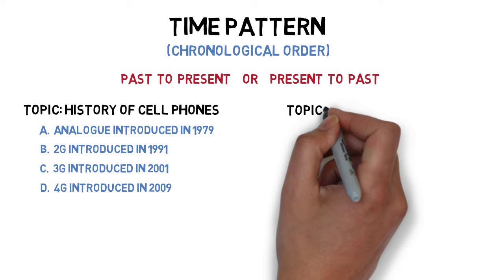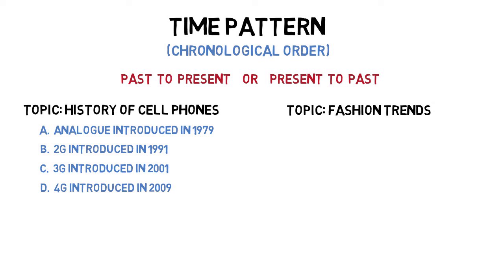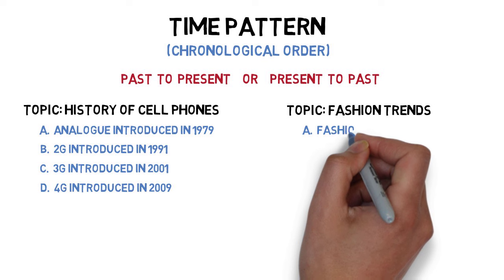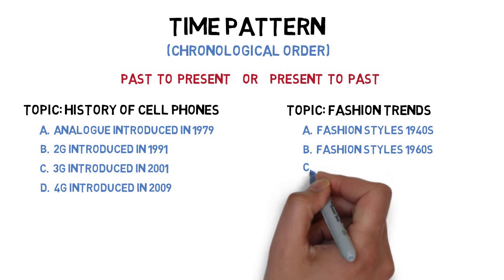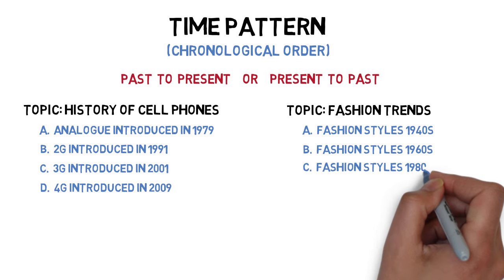The arrangement of main points for a speech on fashion trends in the 20th century might be arranged like this: fashion styles from the 1940s, fashion styles from the 1960s, and fashion styles from the 1980s.